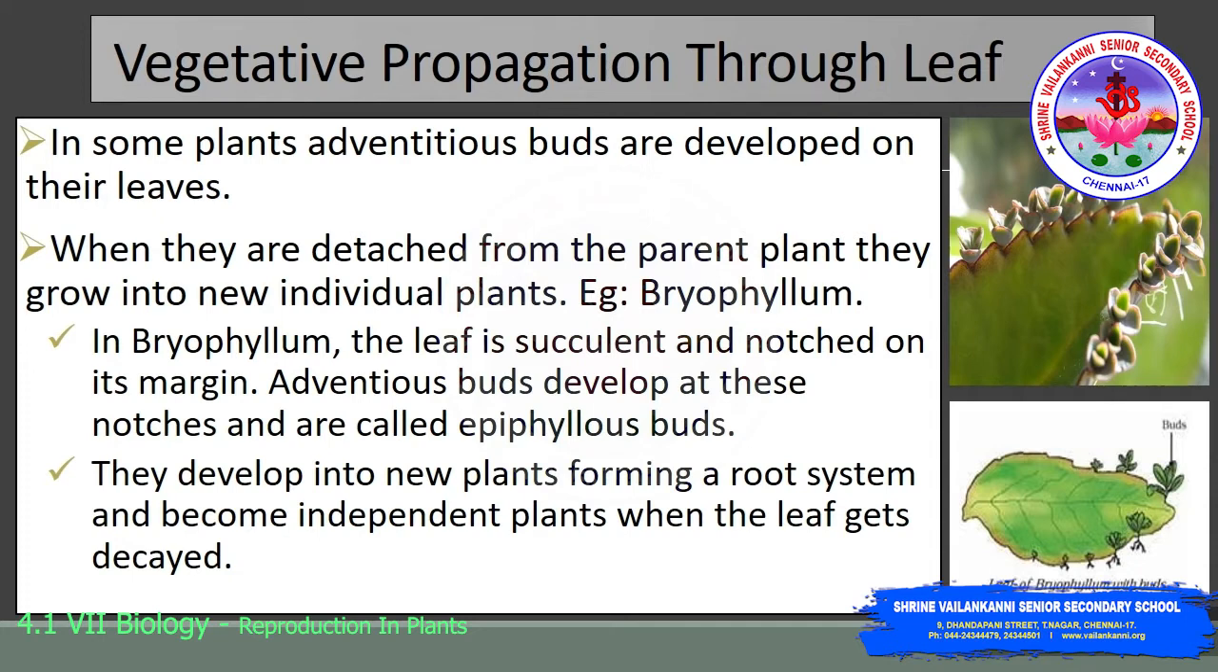They develop into new plants forming a root system and become independent plants when the leaf gets decayed, as you can see in this picture. So these are the buds which develop in the margin with a proper root system.